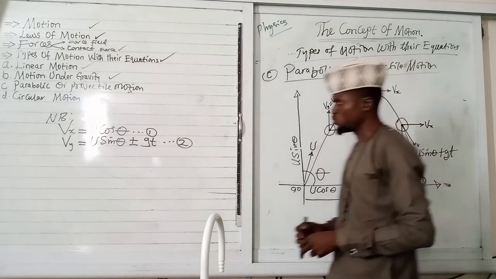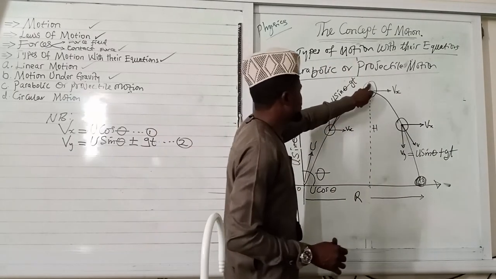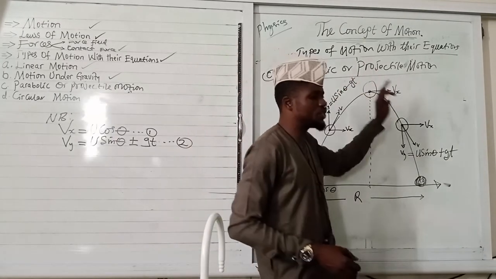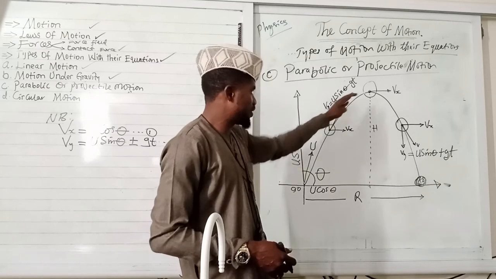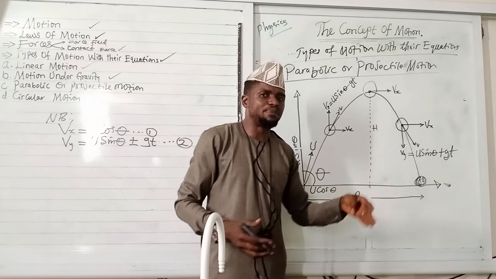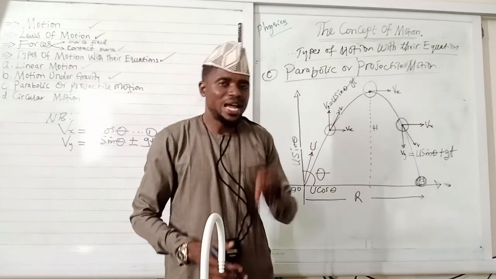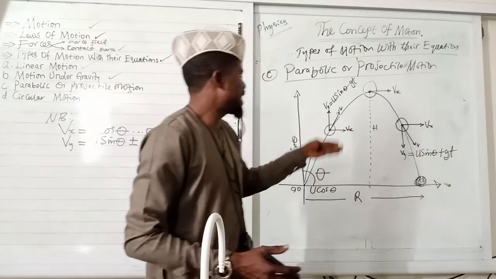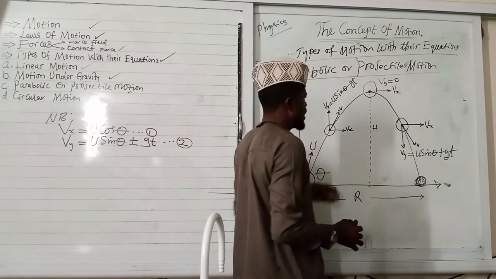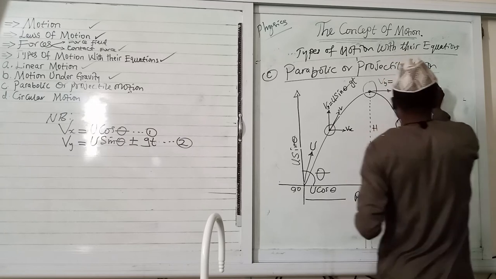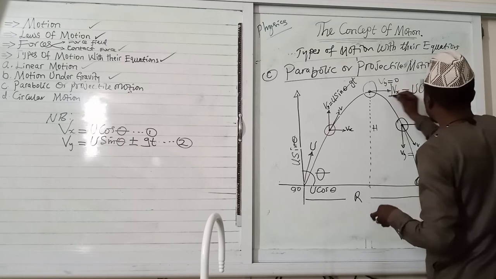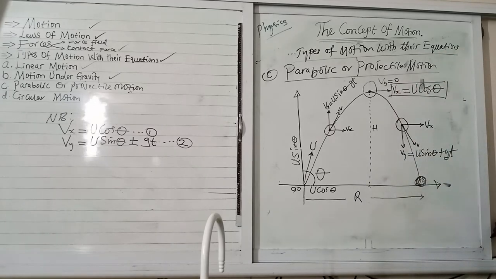Now, point number two. At maximum height, we only have the horizontal component of a projectile. Examiners love asking you questions from this angle. They will ask you, calculate the vertical component of the projectile at maximum height. Simply tell them, at maximum height, the vertical component of a projectile, Vy, is equal to zero. However, we only have the horizontal component of the projectile, u cos theta. This is what we have at maximum height alone.